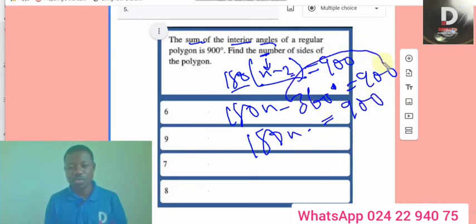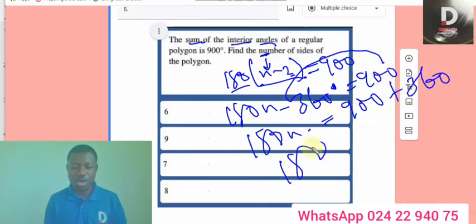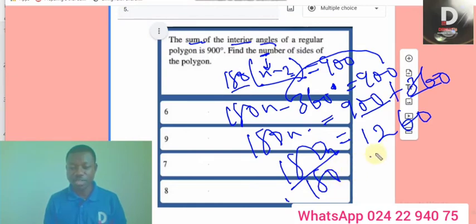This one crosses to join it and becomes plus 360. 180n is equal to what do you have here? 900 plus this is what? 1260. So divide both sides by 180. Here also by 180. Do you understand? So this one cancels that. Therefore, n is equal to 1260 over 180, 0 cancels 0.